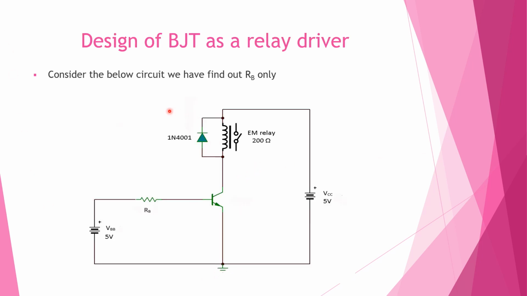Now another circuit, the design of a BJT as a relay driver. This is a relay. In order to drive the relay, there's no need for a resistor here. The inherent coil resistance acts as the resistance, and this coil resistance will be some 200 ohms. Here we will be using a BJT with a higher collector current specification. So we have to design only RB here, and this is a freewheeling diode.